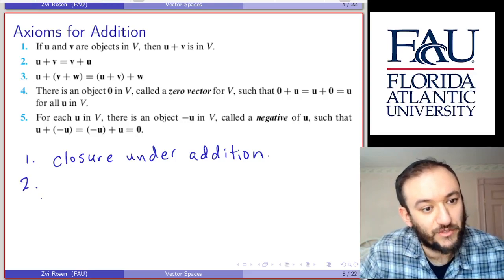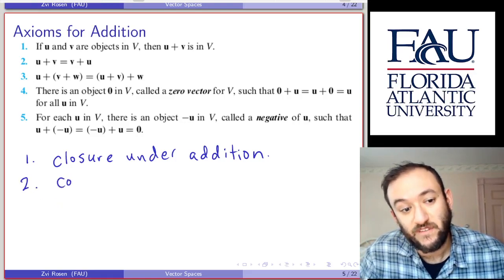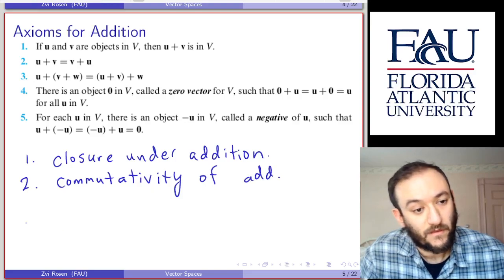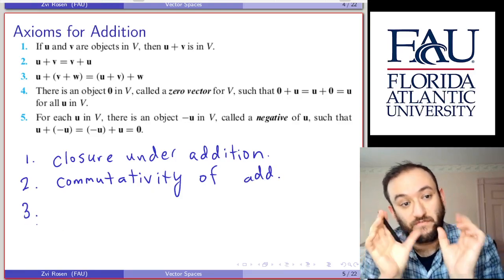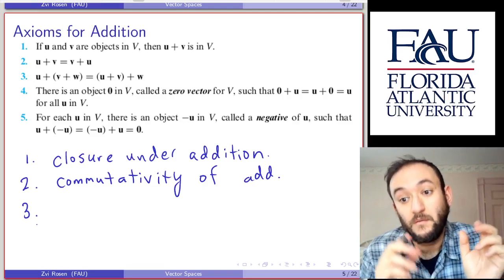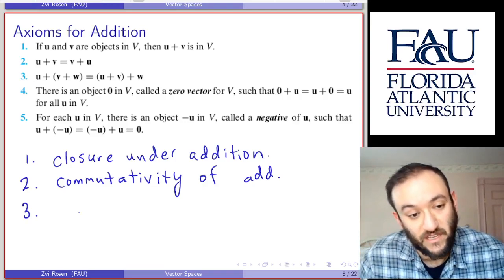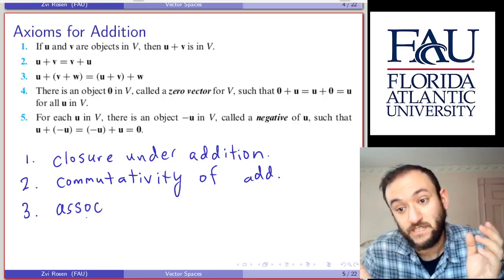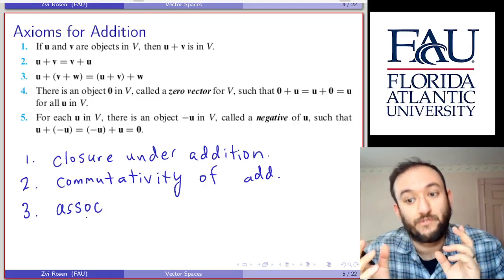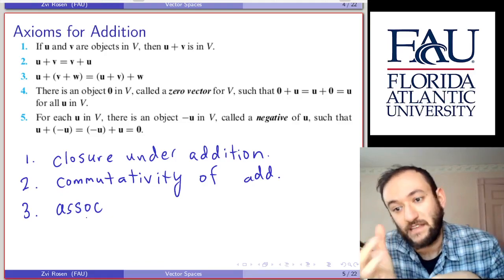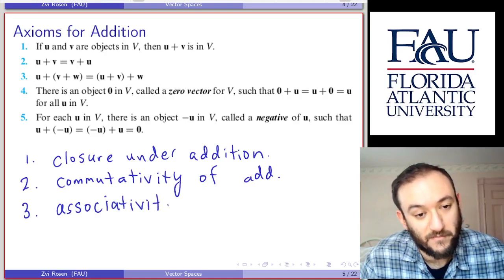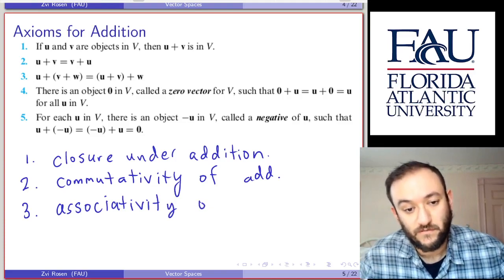Okay, 2: u plus v equals v plus u. That's commutativity of addition. Number 3 says u plus (v plus w) equals (u plus v) plus w. So that's called associativity of addition. Basically, when you're doing two different additions, it doesn't matter which one you choose to do first. You could group the first two together first or the last two together first. So you can associate the middle one with whichever one you want first.